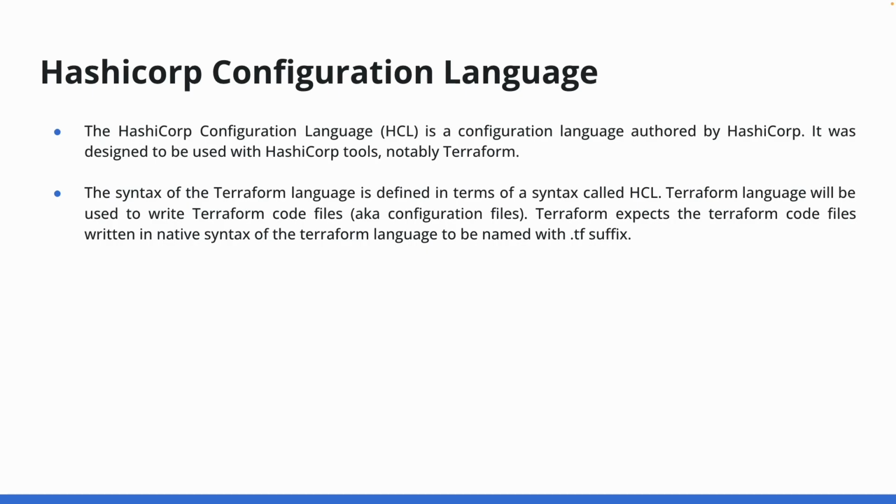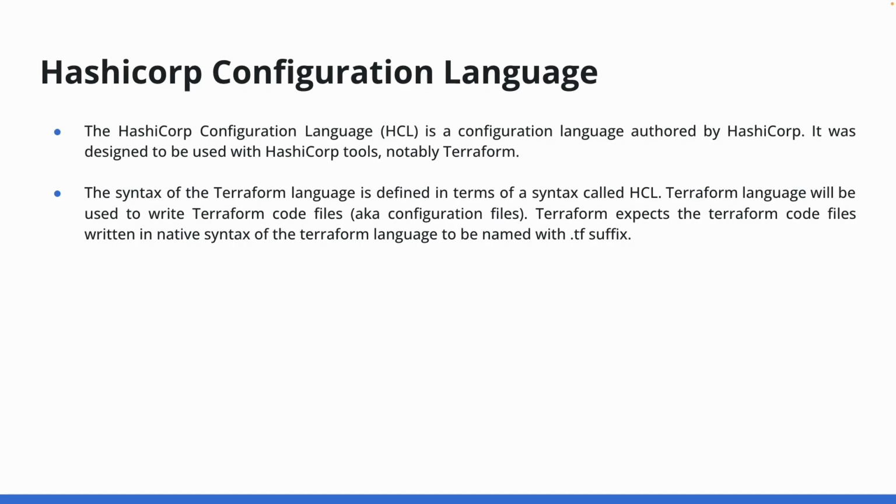What you have to note here is that it is not necessary to know all the aspects or all the details of that HashiCorp configuration language in order to use Terraform. Terraform language will be used to write Terraform code files, also known as configuration files. So you'll notice that I'll call the Terraform code as configuration files. Terraform expects the Terraform code files written in native syntax of that Terraform language to end with .tf suffix. That means .tf extension is required for Terraform configuration files.